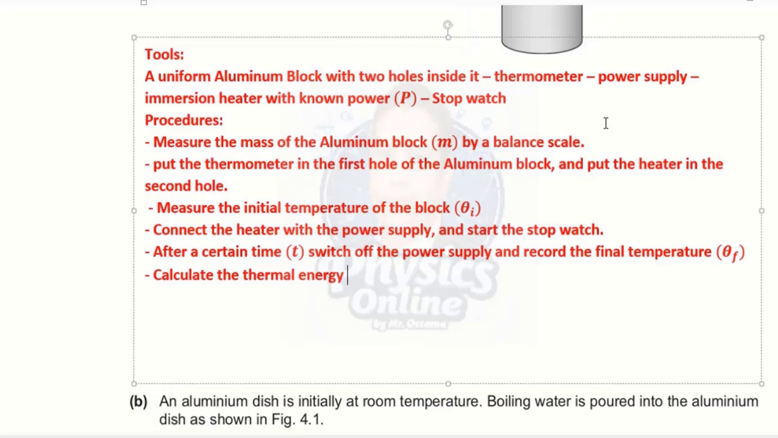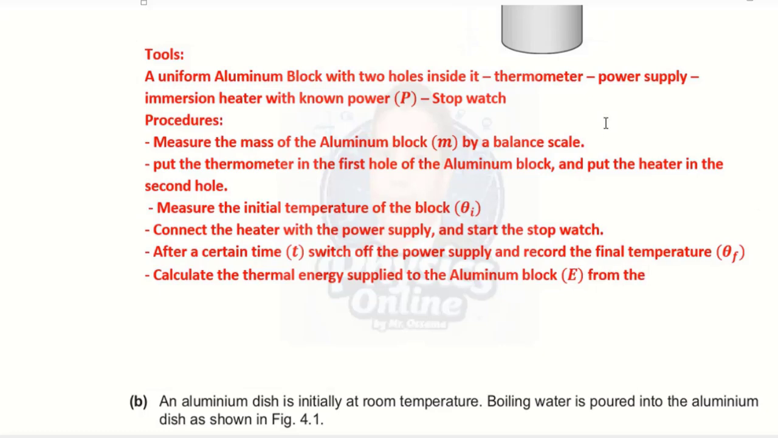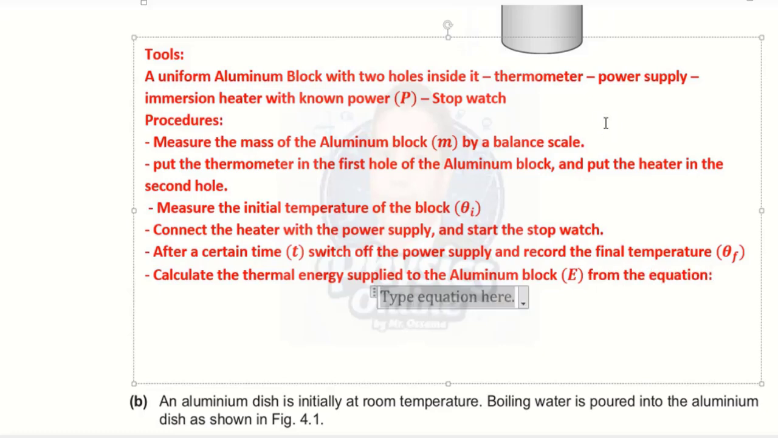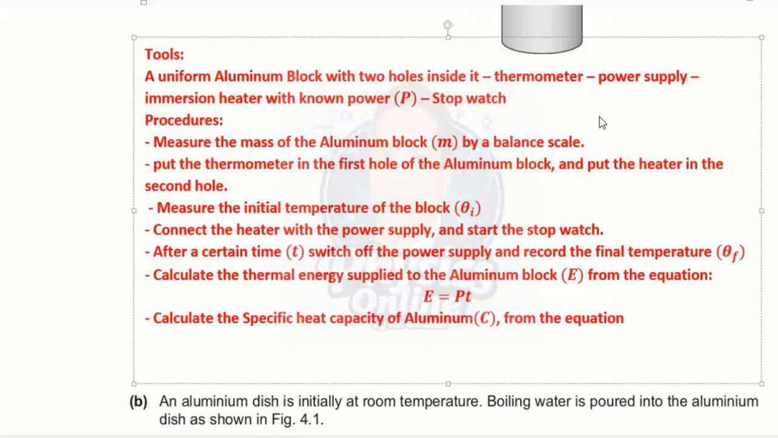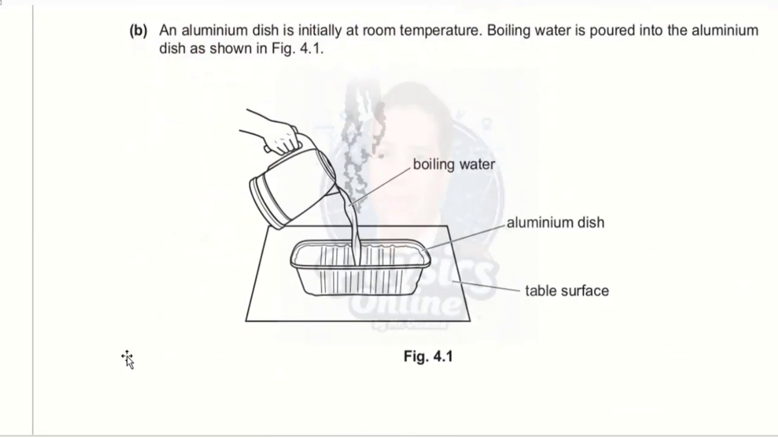Calculate the thermal energy supplied to the aluminum block, E, from the equation E equals the power P times time t. Calculate the specific heat capacity of aluminum, C, from the equation C equals E divided by mass M times change in temperature, theta f final temperature minus initial temperature. This is how to calculate specific heat capacity.